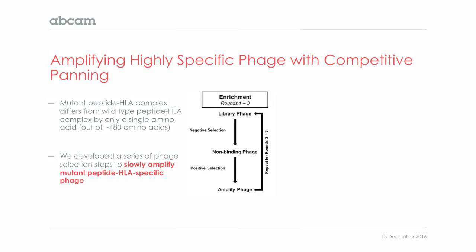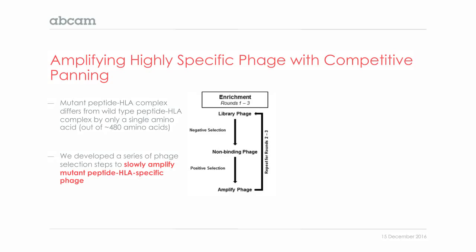So at the beginning of round 1, we take library phage, and we perform negative selection by incubating our phage with streptavidin magnetic beads, as well as denatured monomer. So in every prep of monomer, there's going to be some denatured monomer, and so we want to remove any phage that would bind to the denatured HLA. And then we take non-binding phage and then perform positive selection, where we incubate the phage with a mutant peptide-HLA monomer conjugated to streptavidin magnetic beads.